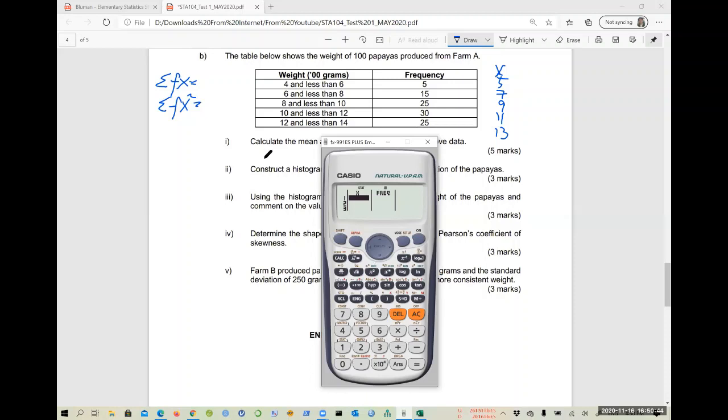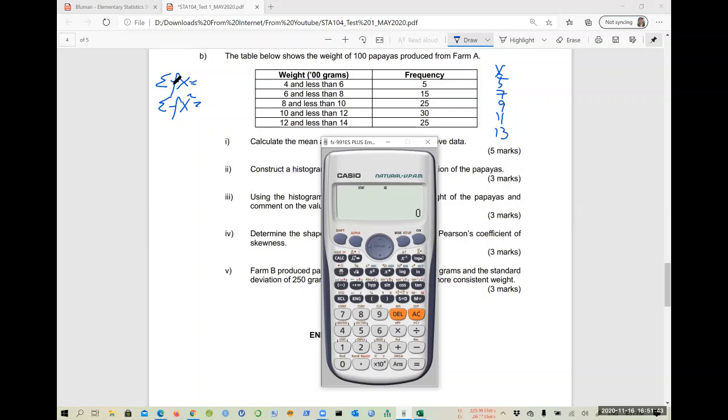All right, so now you have to enter the data. So enter x first. So x is 5, 7, 9, 11, 13. And then next goes for the frequency. You enter the first frequency is 5, second frequency is 15, third frequency will be 25, then fourth will be 30, and then fifth will be 25. Okay, so once you have entered everything, you can just clear the screen.